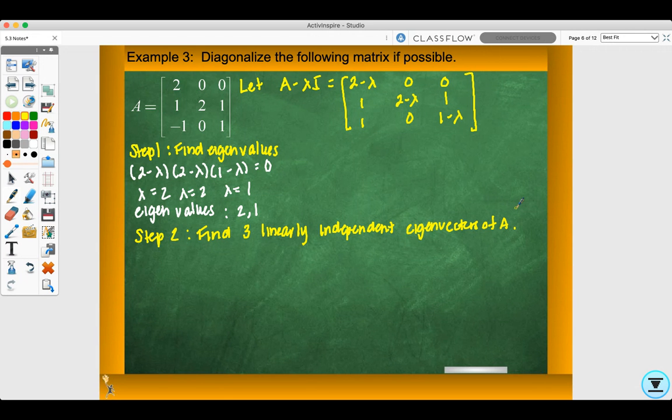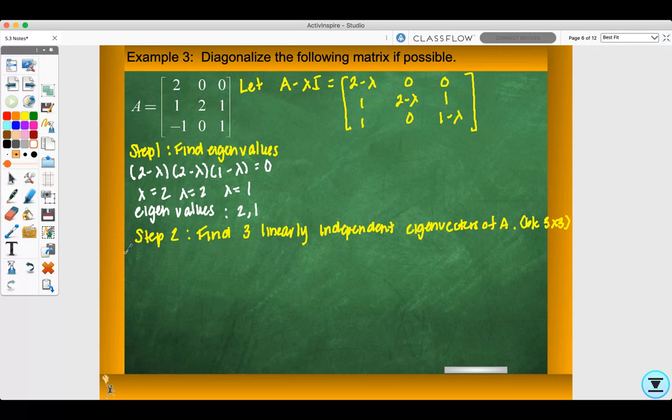And it's 3 because this is a 3 by 3 matrix. If this fails, you cannot diagonalize this matrix. So if this fails, you can stop there and say it's not diagonalizable. So that means we need to find the basis for lambda equals 2 and the basis for lambda equals 1.